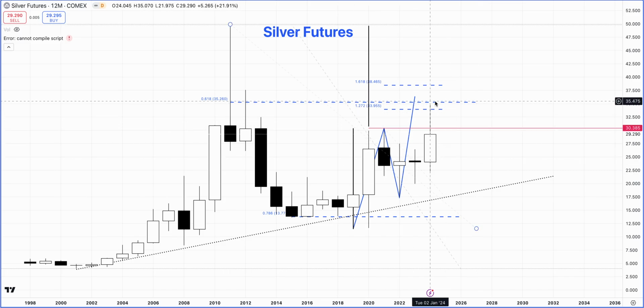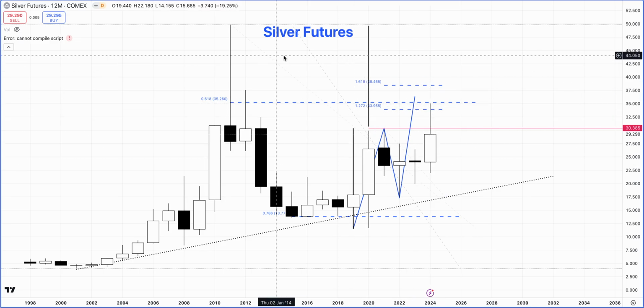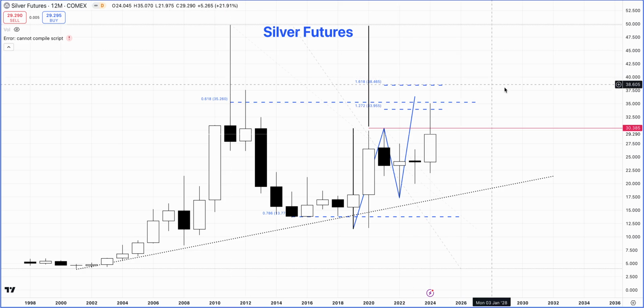Of course, it hit the targets that we were watching. There was a likelihood it could actually go and make new all-time highs, taking out these January 2011 highs. It's not the first time that silver has actually reached $50. It has done that back in the 80s as well, I believe. So pretty volatile metal actually.